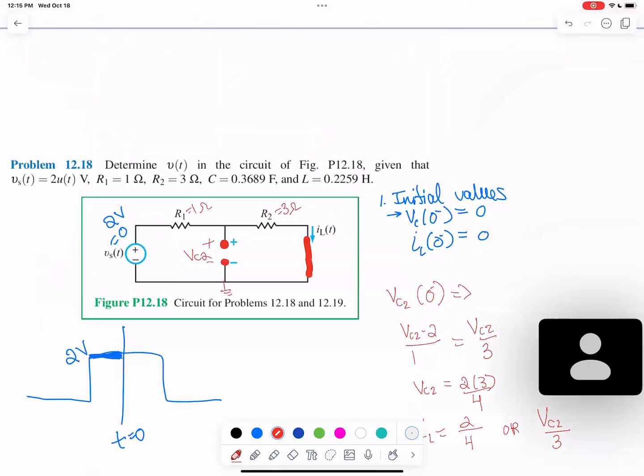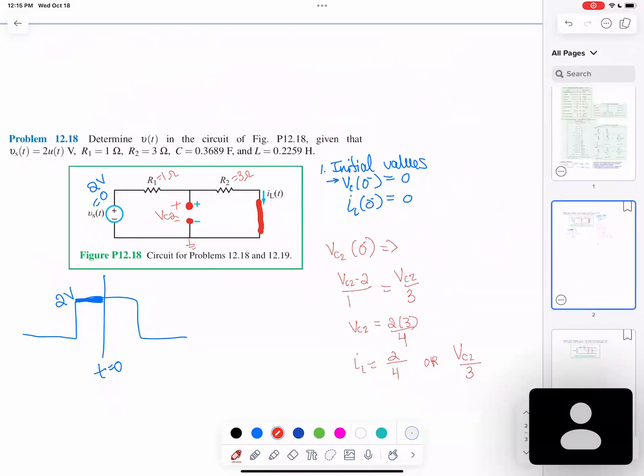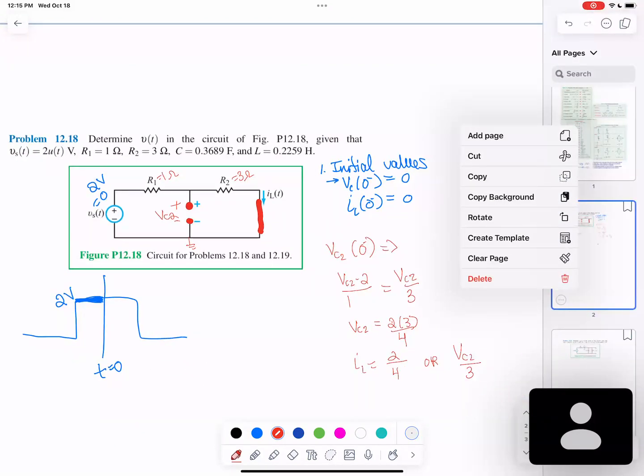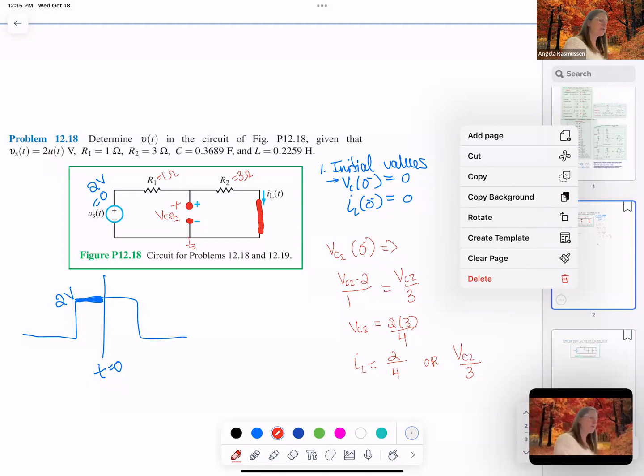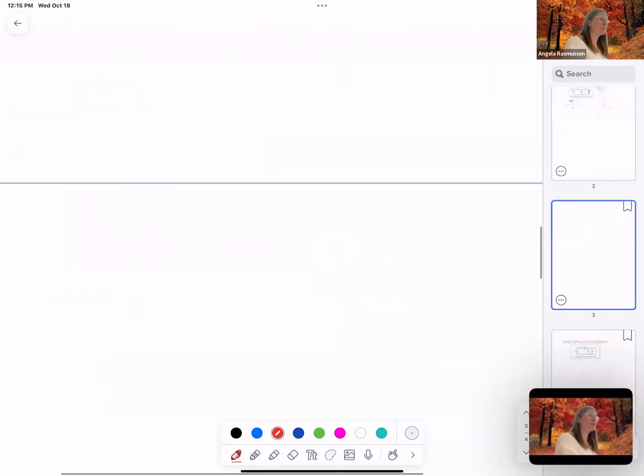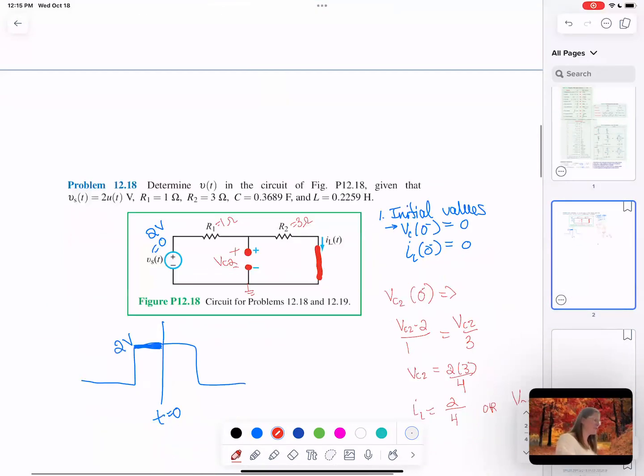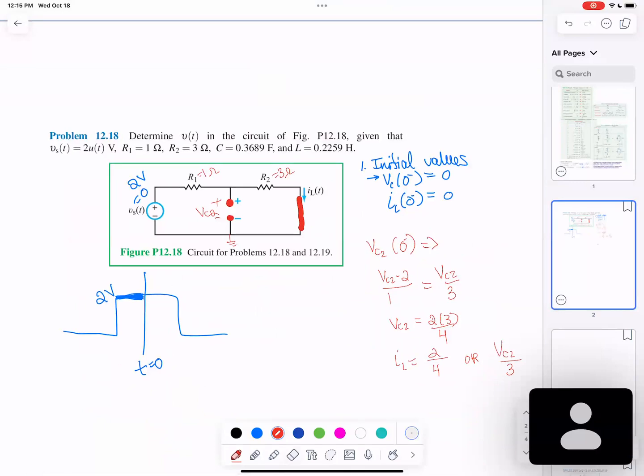Question for you. If we're doing VC2 at 0 minus, why is it 2 volts and not 0 volts? Is that because we transformed to the s domain or something? That was just an example for a question that was in class. Gotcha, thank you. So I'm going to erase this one.